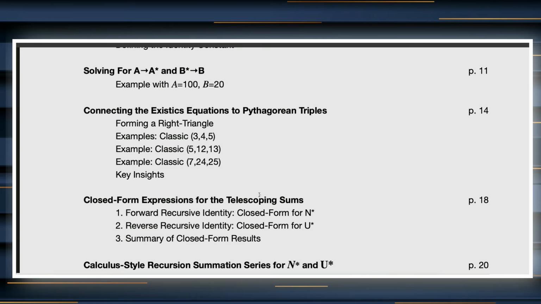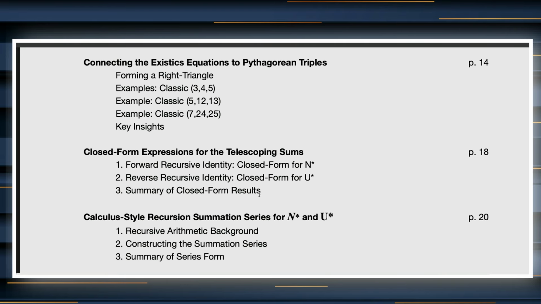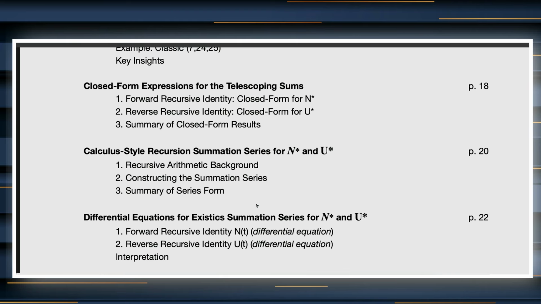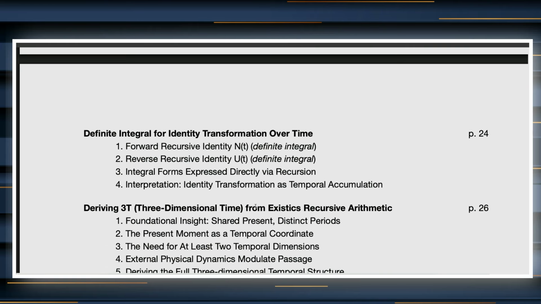Then we're going to use a closed form expression for the telescoping sums, which leads us into a calculus-style recursion summation series for n star and u star. Then we're going to go to differential equations for existics summation series for n star and u star. Then we'll do the definite integral for identity transformation over time. Then we're going to derive three-dimensional time from the existics recursive arithmetic.